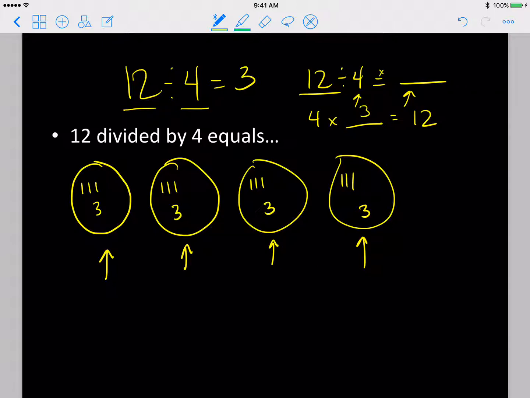But you could also make groups of 4 until you got to 12. So 1, 2, 3, 4, 5, 6, 7, 8, 9, 10, 11, 12. So I have 1, 2, 3 groups of 12. That's another way to look at it.